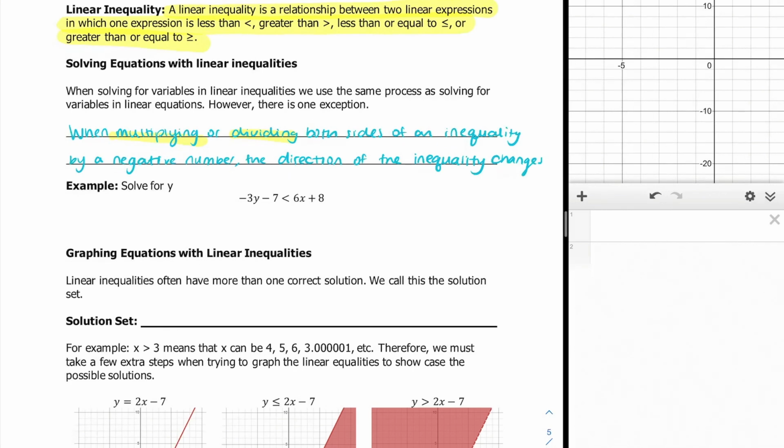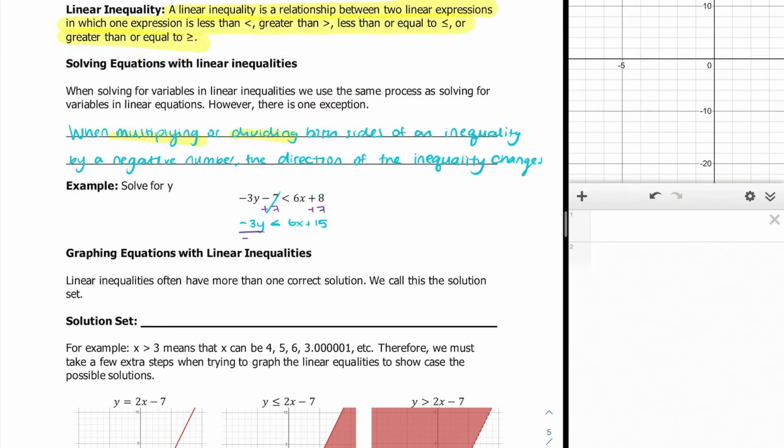So if we're wanting to solve for y here, we are trying to get y on one side and everything else on the other. So if we're taking a peek, the first thing that we're wanting to do is get rid of that -7. To get rid of -7, we're just going to straight up add 7 to both sides. When we add 7, our inequality does nothing. Nothing changes with it because we're not multiplying, we're not dividing, and it's not a negative number. So we end up with -3y is less than 6x plus 15. So nothing fancy, nothing changes.